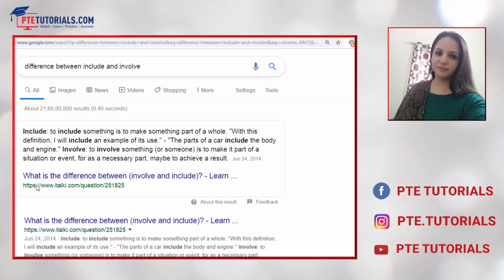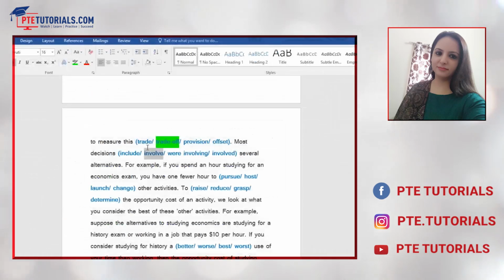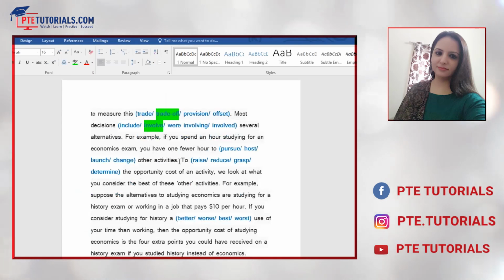Then next, for example, if you spend an hour studying for an economics exam, you have one fewer hour to dash other activities. I have one hour to host other activities? I have one hour to launch activities, to change activities, or to pursue other activities. The line is telling me, if you spend an hour for an economics exam, it means I spent one hour for my studies, and now I'm left with one hour to continue with my activities. To continue with something means to pursue.